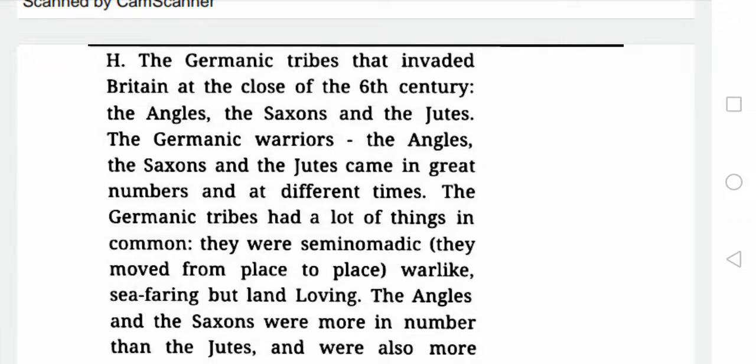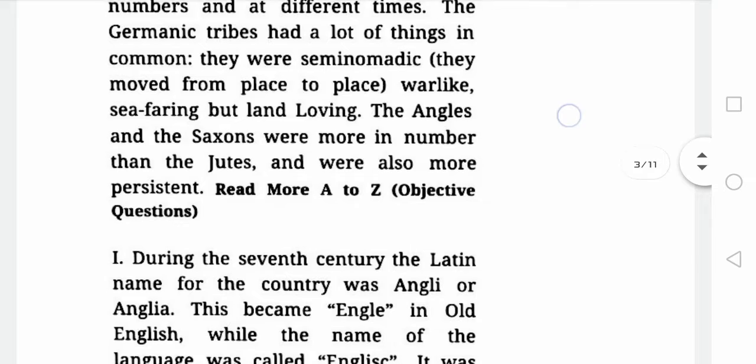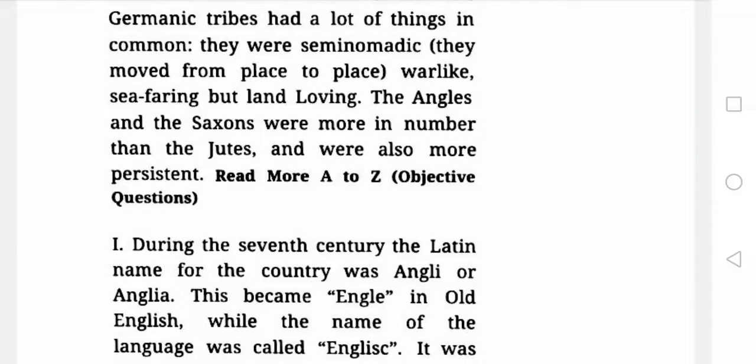Now talking about the Germanic invasion, which was close to the 6th century, by the Angles, the Saxons, and the Jutes, all of them did it. The Germanic tribes had a lot of things in common, and they were semi-nomadic, and they moved a lot.